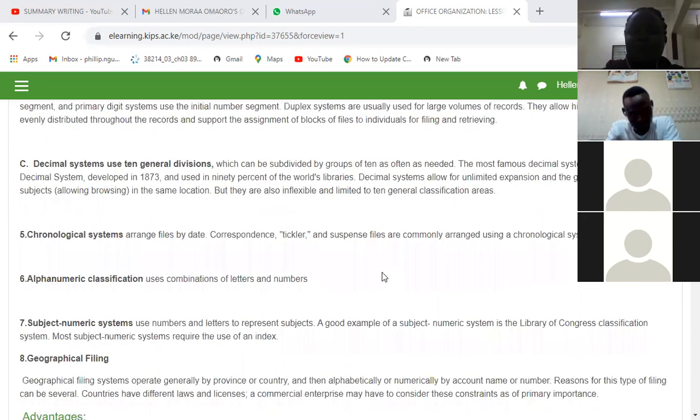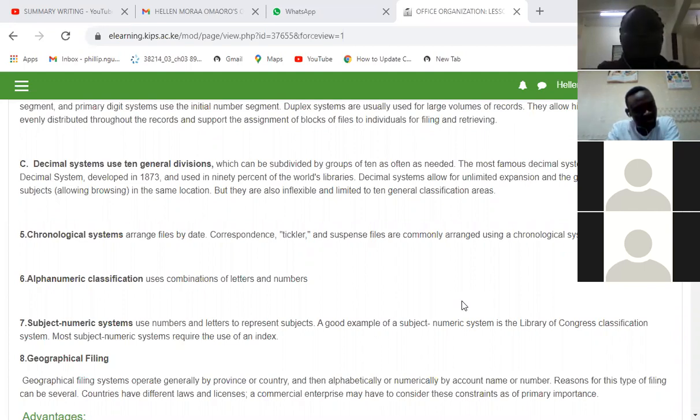Chronological. Chron means date. Are we together? So when you are filing using chronological, you file according to date. According to date, you can use the day when you receive the information or the document. You can use the week. You can also use the month or the year. So that is the chronological system.